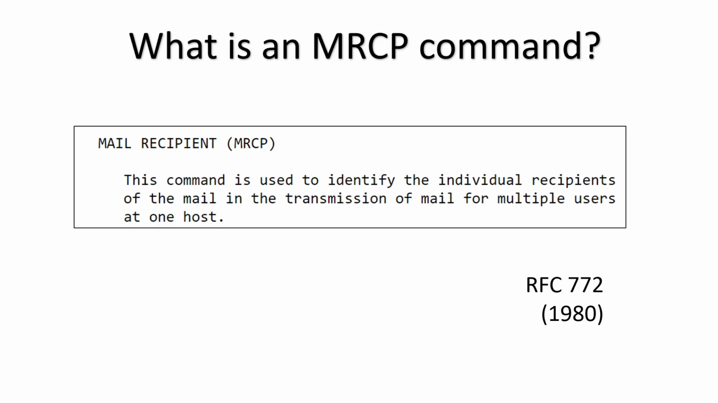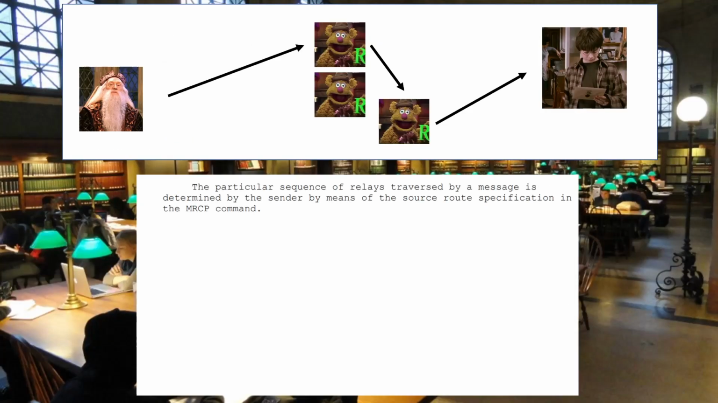We're now going to start talking in this section, section 4, on principles about the mail recipient command, which is defined in this 1980 RFC, a year earlier. So this is a command used to identify the recipients of the mail, if there are multiple users at one host. Okay, so MRCP. The particular sequence of relays traversed by a message is determined actually by the sender by means of the source route specification in the command, in that MRCP command.